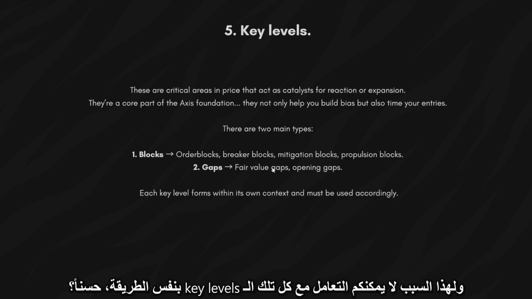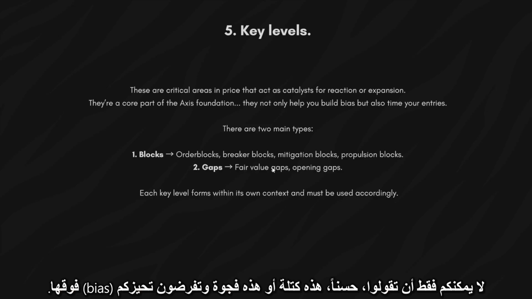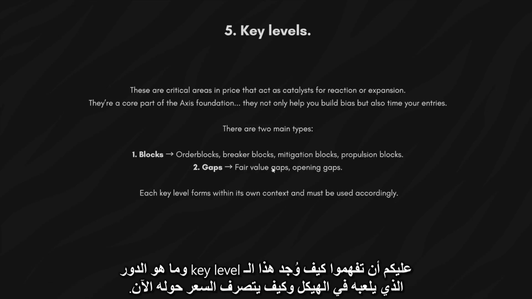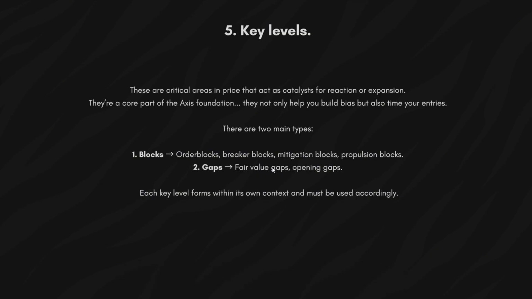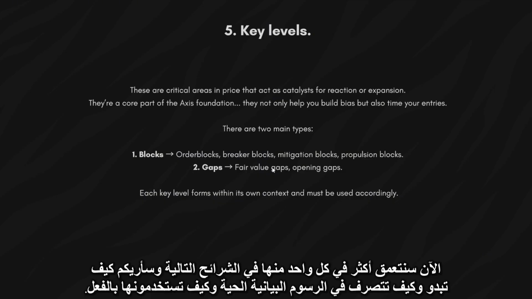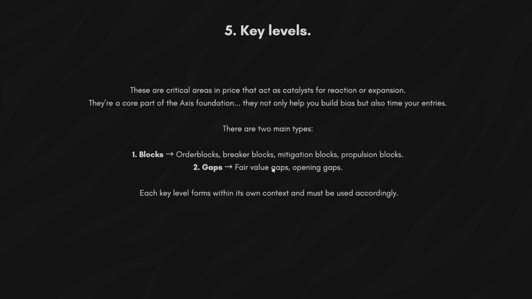And that's why you can't just treat all of those key levels the same, right? You can't just go, okay, that's a block or that's a grab, and just slap your bias on top. You have to understand how that key level came into existence and what role it plays in the structure and how price is behaving around it now. Okay? You need to remember that. Now we will go deeper into each one of them in the next slides, and I'll show you what they look like and how they behave in live charts and how to actually use them.